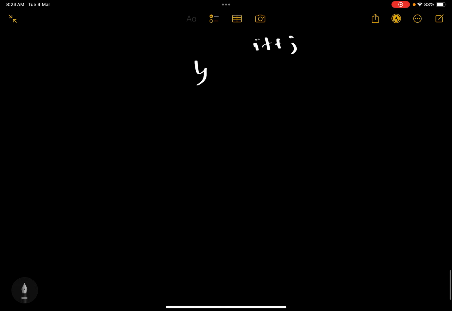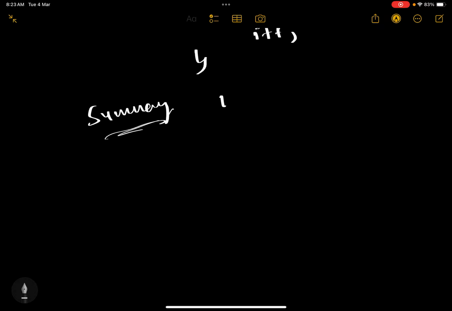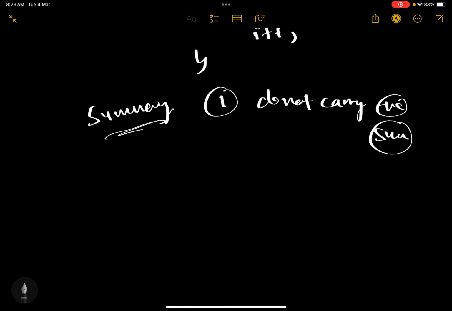So I hope you understand the question. Now let me summarize what I told you. The first thing: do not carry a negative sum, because at the end it will give you a lesser sum than you are expecting. Second, if all numbers are positive, keep all of them, because if you keep adding positive numbers, it will always give a maximum sum, right?